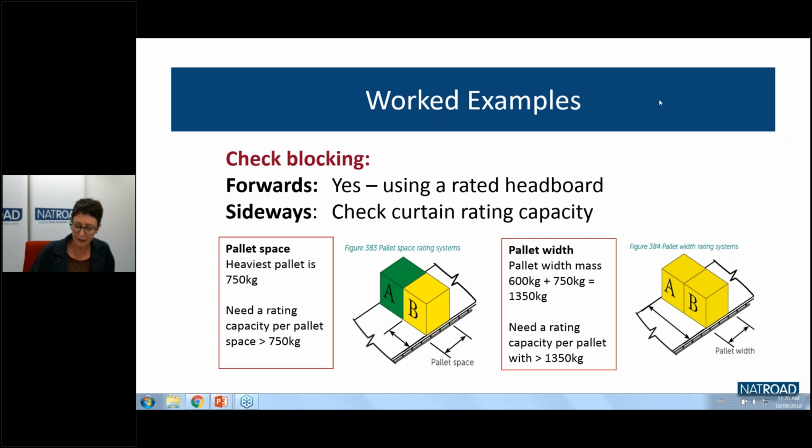In addition to making sure the curtains have that adequate rating capacity, you also need to check that there aren't any gaps across the width of the load. And so for it to be fully blocked sideways, the cumulative gaps should be less than 100 millimeters.